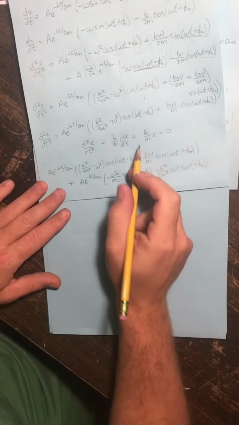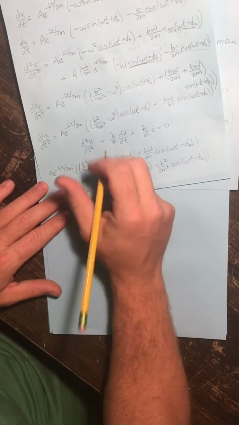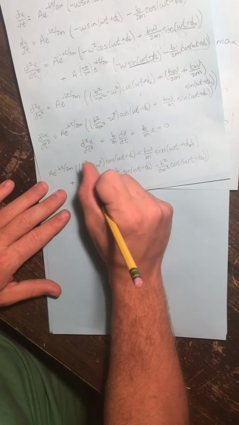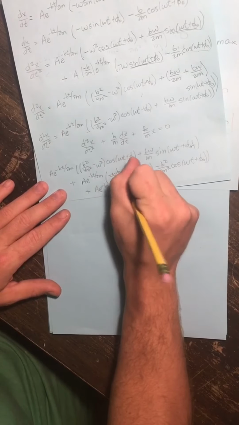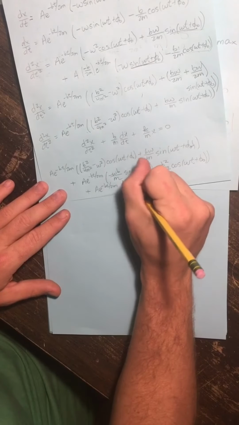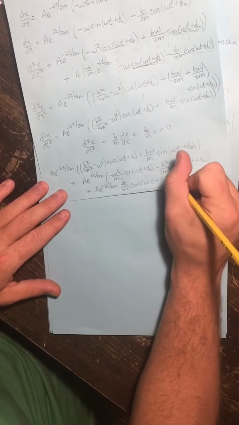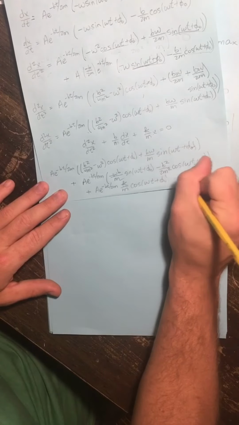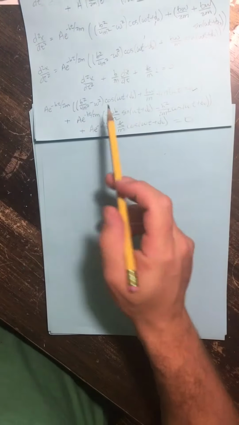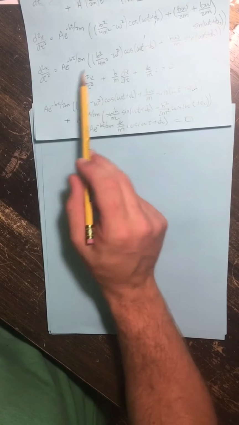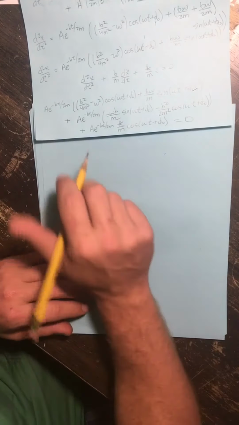There's the second term. The last one is plus k over m times x. So last we have a e to the minus bt over 2m times k divided by m times the cosine of omega t plus phi 0. And that all needs to be equal to 0. All right, so now we have taken our solution for x, we have plugged it into the differential equation. All that's left is a little bit of algebra.